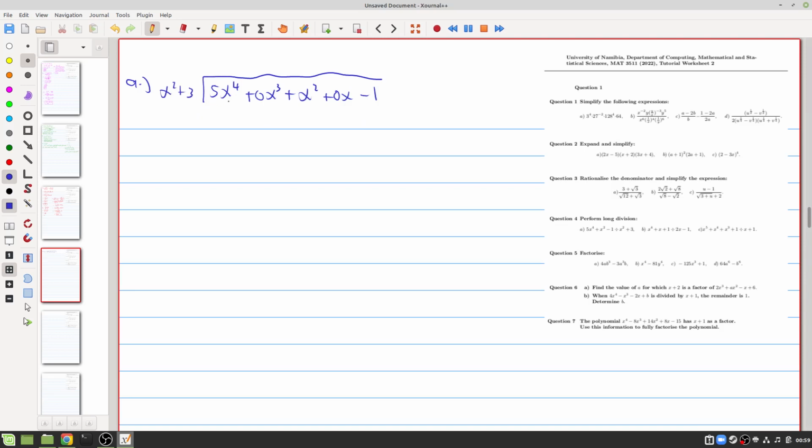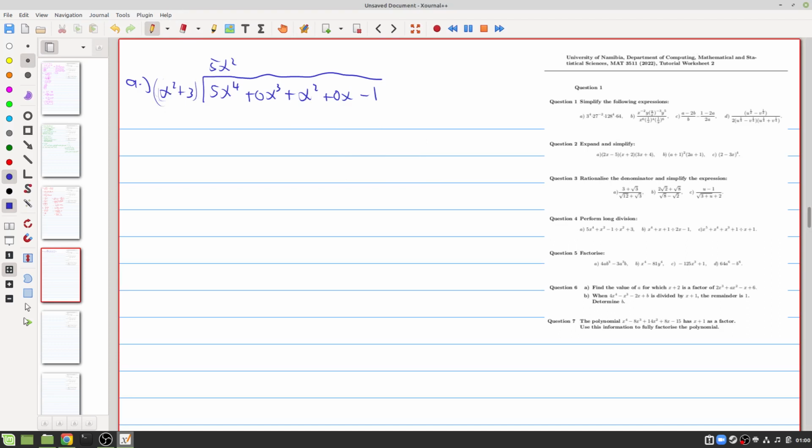So 5x to the power 4 divided by x squared. You just divide by the first value here. 5x to the power 4 divided by x squared is going to be 5x squared. All you do is just this part: that can cancel with 2 of those, and it's 5x squared that's left. Then we take this 5x squared and multiply it by this whole thing in front.